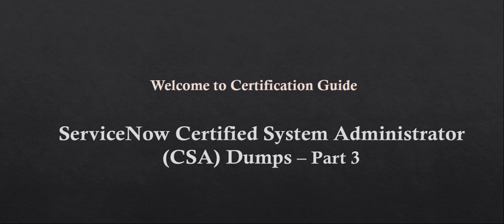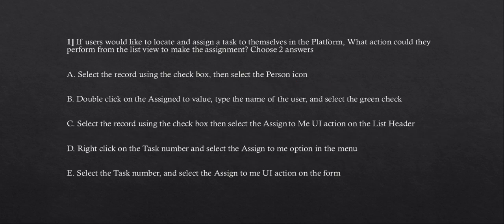Let's start. 1. If users would like to locate and assign a task to themselves in the platform, what action could they perform from the list view to make the assignment? Choose 2 answers. A. Select the record using the checkbox, then select the person icon. B. Double-click on the Assign to value, type the name of the user, and select the green check.